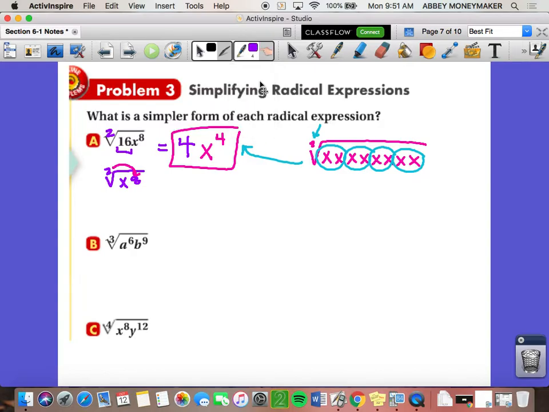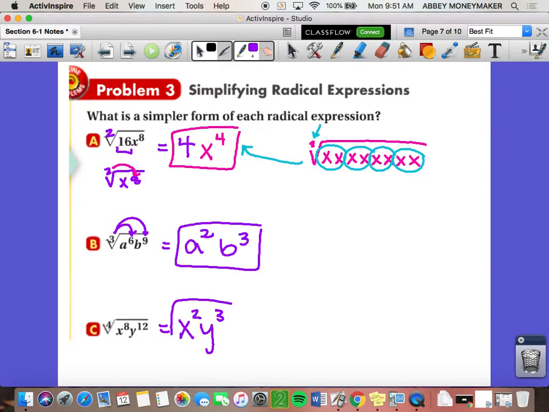Same thing on part B. How many times can 3 go into 6? That goes in twice, so that gives me a squared. And then 3 goes into 9 3 times, so that gives me b to the 3rd power. And then same thing on this last one, that would give me x squared times y cubed.